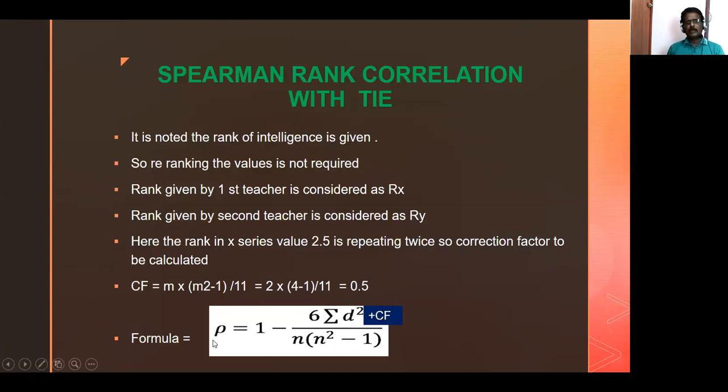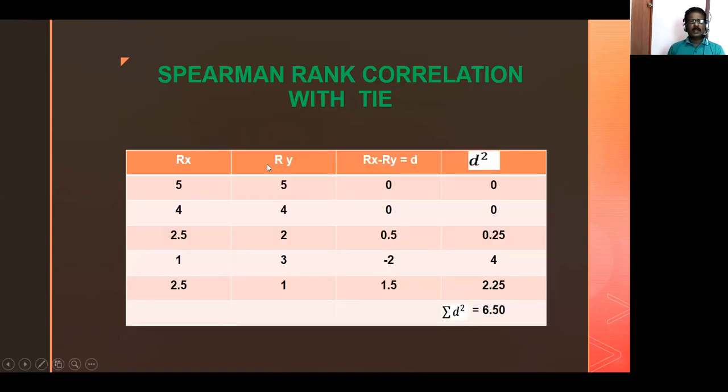The formula for Spearman rank correlation with tie is rho equal to 1 minus 6 into sigma d square plus correction factor, and you have to add this 0.5 with this value, divided by n into n square minus 1 as usual. So Rx 5th rank, Ry 5th rank. The differences d are 0, 0, 0.5, minus 2, 1.5. Then d square: 0, 0, 0.25, plus 4, 1.5 square is 2.25. So the total value is 6.5.